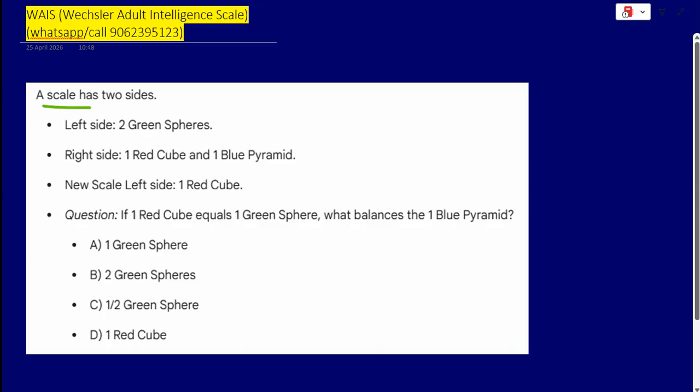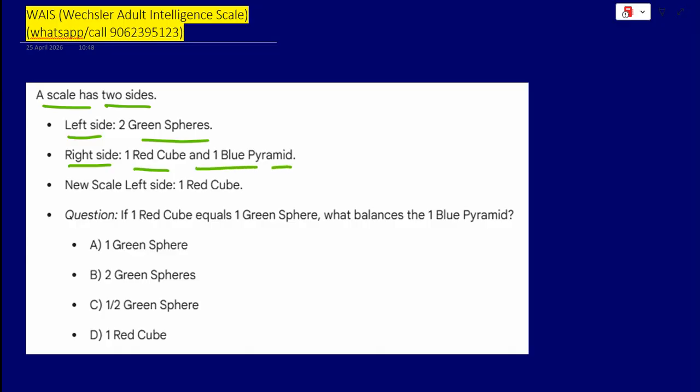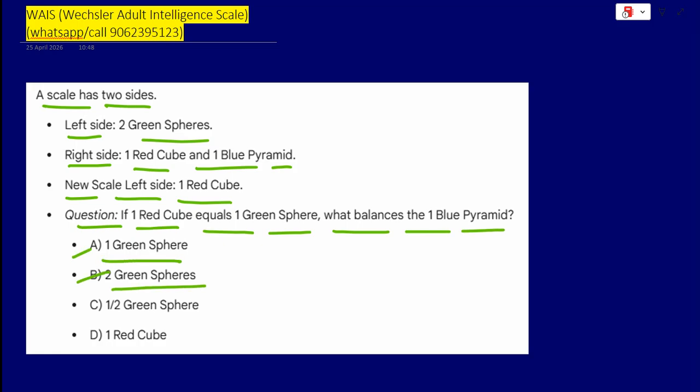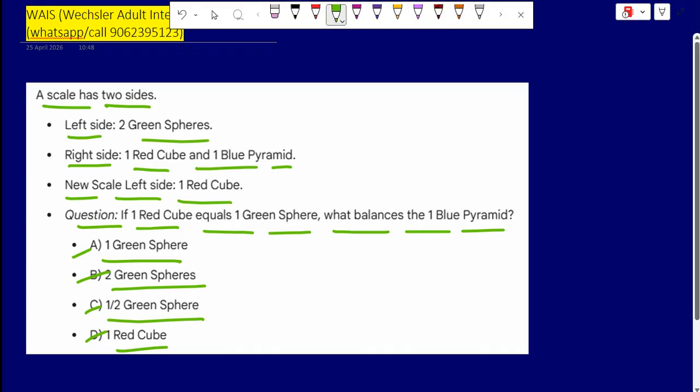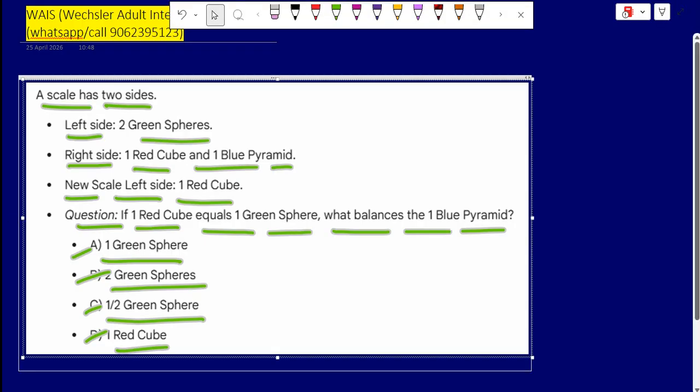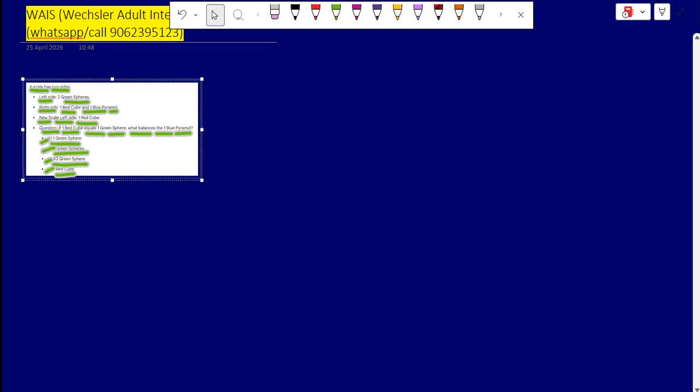Question says a scale has two sides. Left side two green squares, right side one red cube and one blue pyramid. Now a new scale, left side one red cube. So the question is, if one red cube equals one green sphere, what balances the one blue pyramid? Option A says one green sphere, option B says two green spheres, option C says 1 by 2 green sphere, and option D says one red cube. Okay, so let's discuss it.